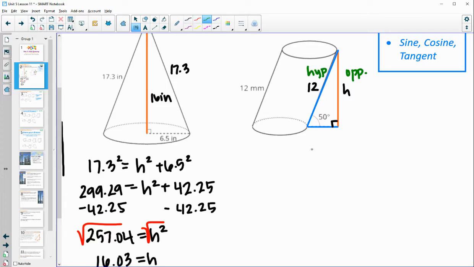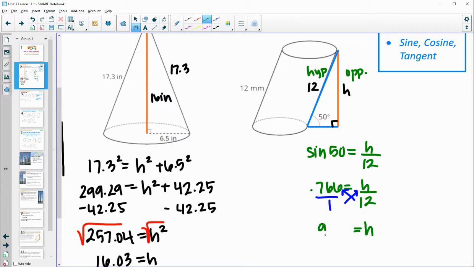So we can put together a sine function. We can do sine of 50 equals h over 12. Then do sine of 50 in your calculator, and you get 0.766 equals h over 12. Change that into a proportion and cross multiply. So we get 1 times h is just h, and then 0.766 times 12 gives us 9.19. So to the nearest tenth, we would get our height here of 9.2 millimeters.